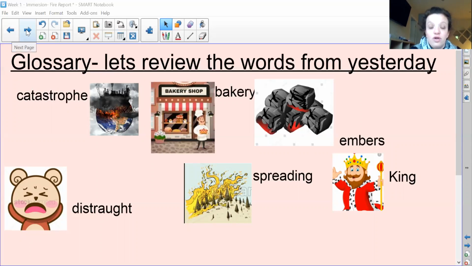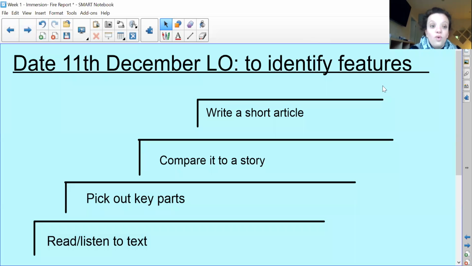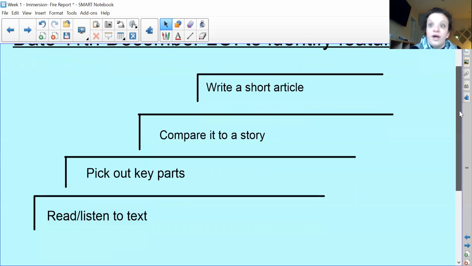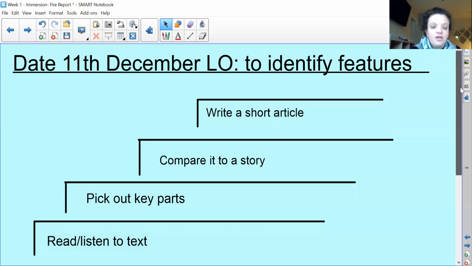So let's have a little look at what we're going to do today. We are going to identify features of a newspaper report today. We're going to read and listen to the text. We're going to pick out the key parts of the text that we're going to use, and we're going to compare it to a story. So we're going to look at a story and see what is different and what is the same. And then you're going to have a go at writing a little short article about something that happened yesterday as a newspaper report. So thinking of the name of your newspaper and all the different features.